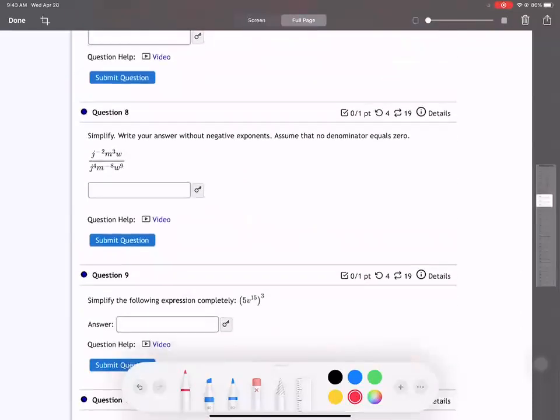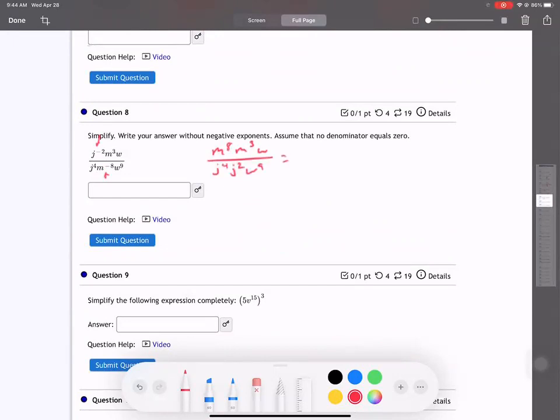Just real quick, as we get to 10, if you look at this negative and look at these negatives here, we can say you're not from around here, you're on the wrong side of it. So the m goes up, m8, the m3 is still on top, and w is still on top. We have j4 on the bottom, and then we're going to bring down another j2, and then w9.